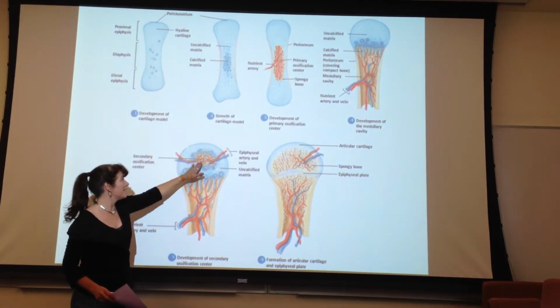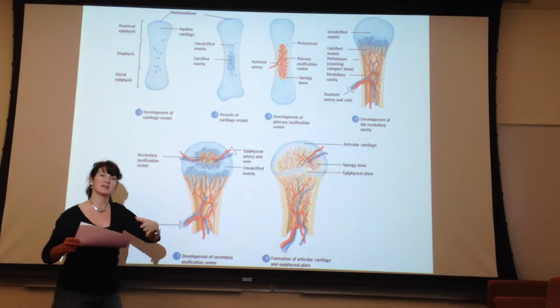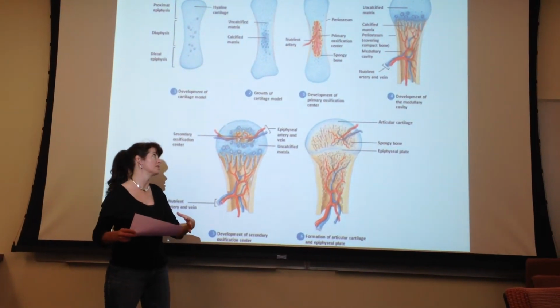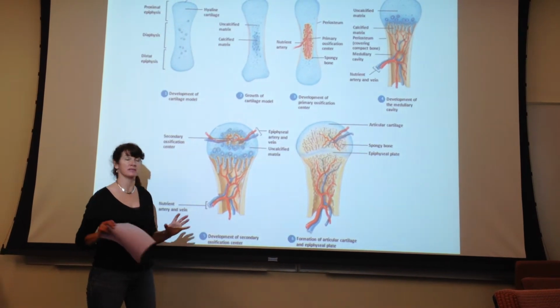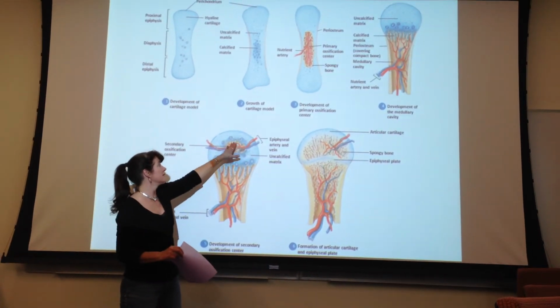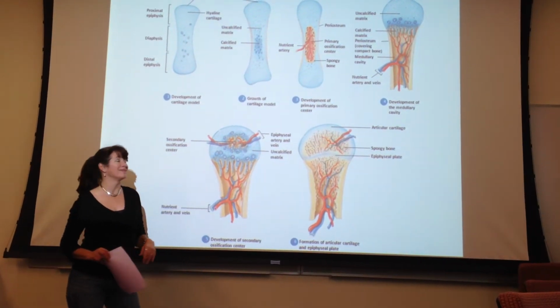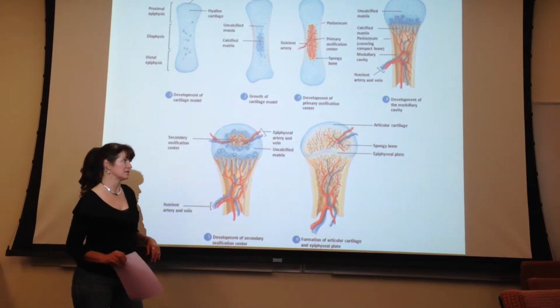Now, as we continue on, bone begins forming then on the ends, out in the epiphyses. So that area is the same thing. The osteoblasts come in, they begin forming bony material, and the osteoclasts then come in and eat out areas that need to be eaten out. And that area then is called the secondary ossification center.